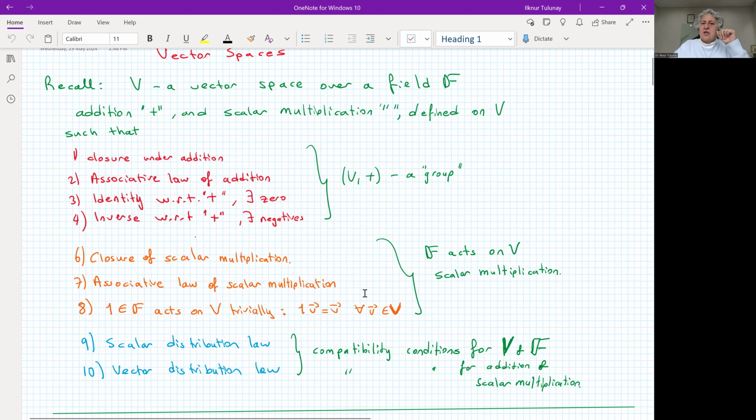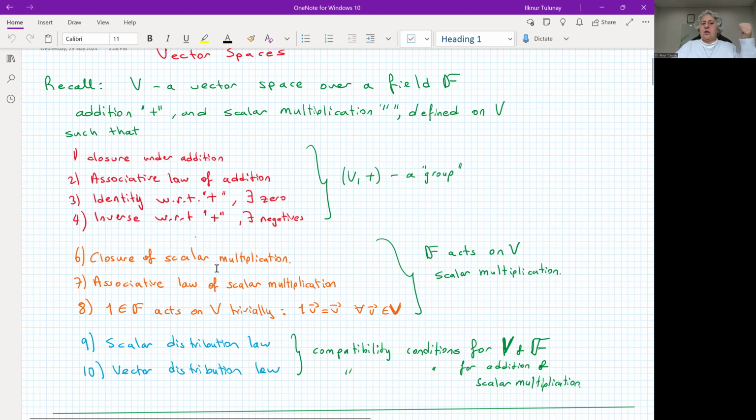And then you have the multiplication. The multiplication is not between two elements of V. Multiplication takes one element from V and another element from the field. So we can look at scalar multiplication as the field acting on the vector space V. And we have three properties that need to be satisfied with respect to that. This is why I'm grouping it: this part is only inside V, and this is F acting on V.